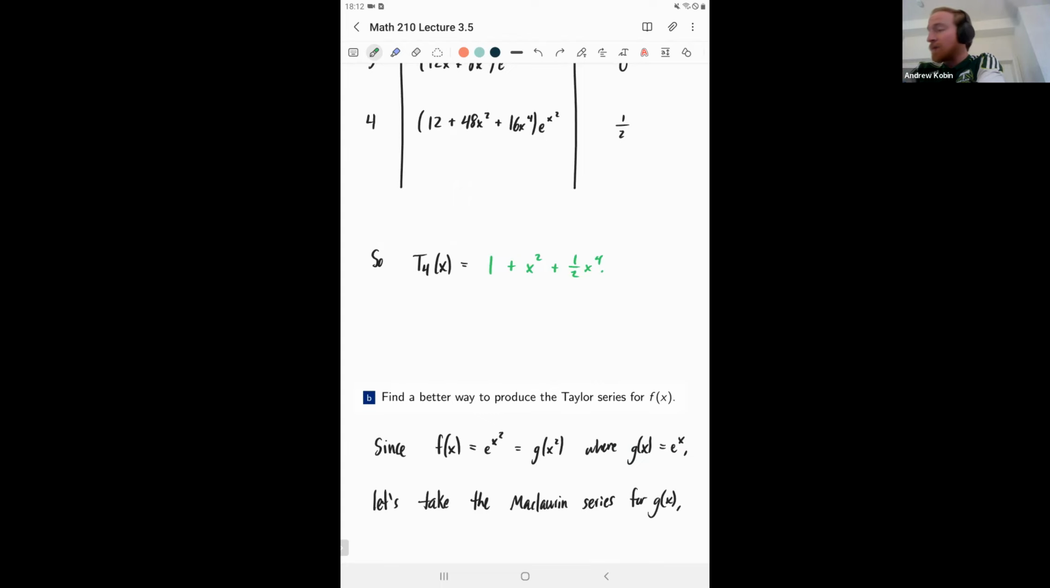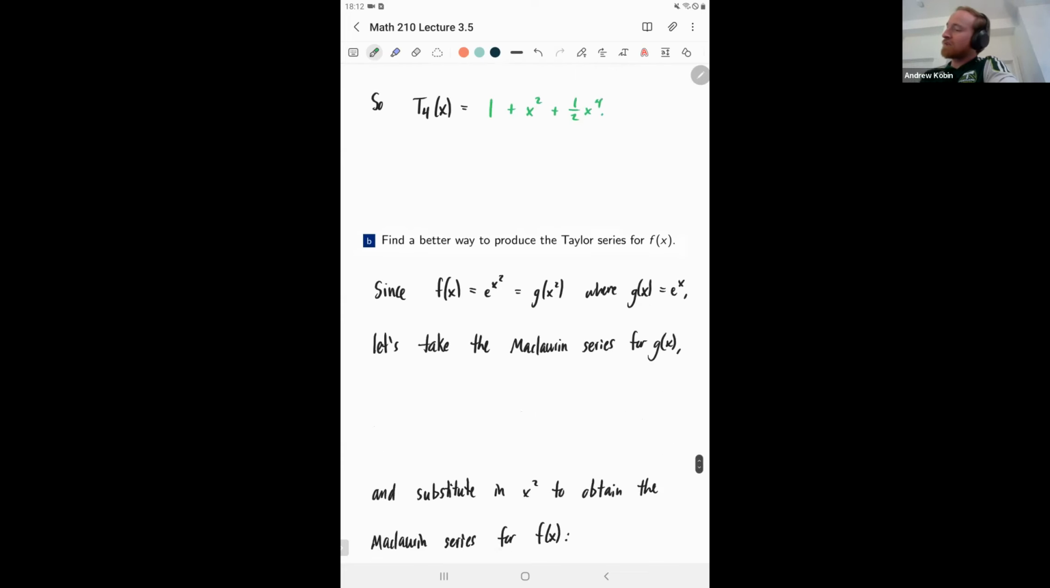So a better way to find a Taylor series is to observe that this function is related in some way to a more familiar function whose Maclaurin series we already know. Namely, f of x, which is e to the x squared, can be written as g of x squared. This is a composition of functions, where we substituted an x squared into the g function, where g of x is just e to the x. So let's take our Maclaurin series for g of x, that's e to the x, which we already wrote down at the top of this video. Here it is again. The sum from 0 to infinity of 1 over k factorial x to the k.